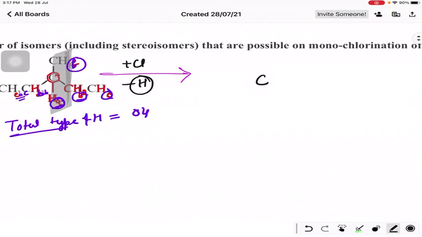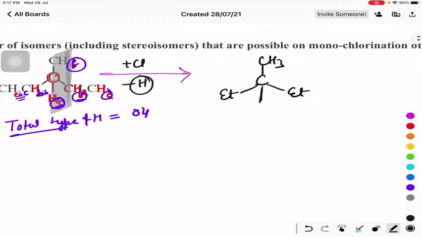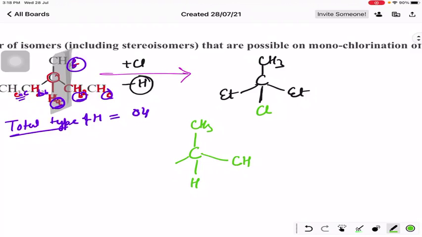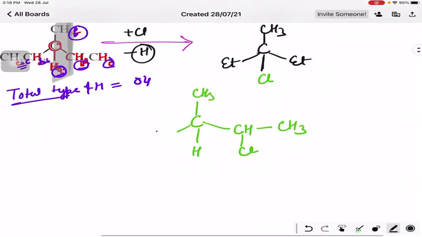So the first possibility is formation of this chlorine compound. Let this be ethyl, and replacement of hydrogen A first. So we will be getting this. Second time, what can be the product? Replace B hydrogen by chlorine. So we will be getting this type of product, hydrogen, and then it is CHCl, and here it is CH3. Okay, now on the right hand side it is CH2 and CH3.